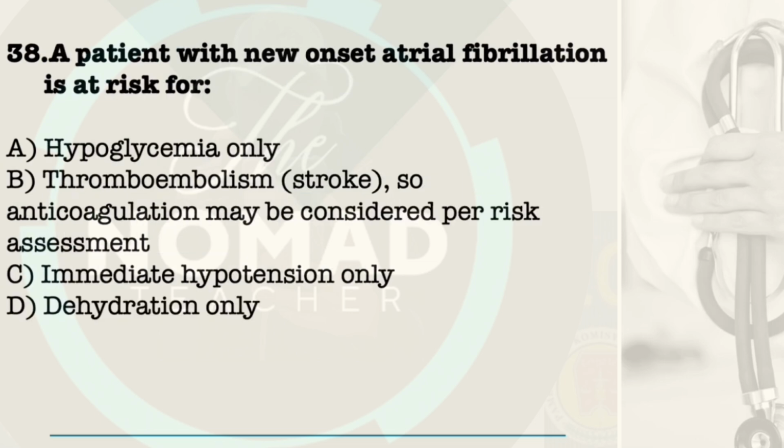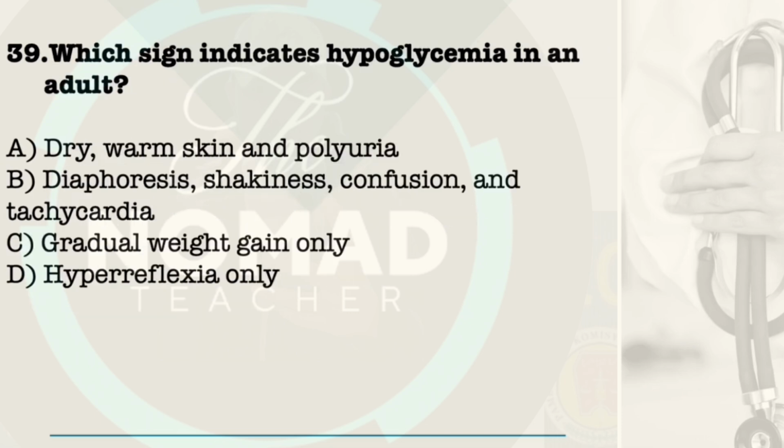38. A patient with new onset atrial fibrillation is at risk for A. Hypoglycemia only. B. Thromboembolism, stroke, so anticoagulation may be considered per risk assessment. C. Immediate hypotension only. D. Dehydration only.